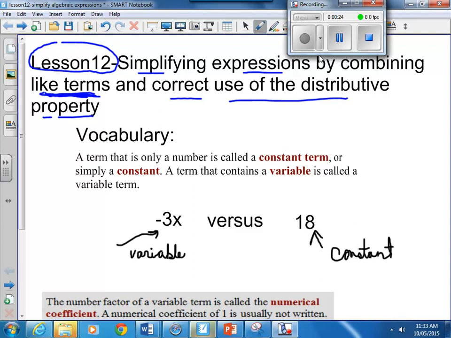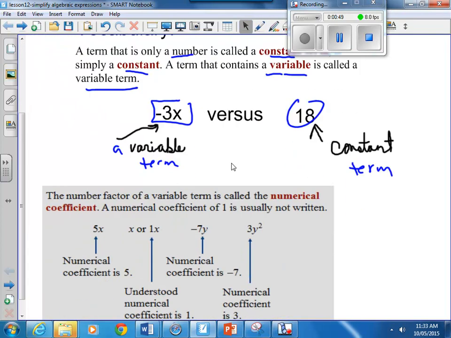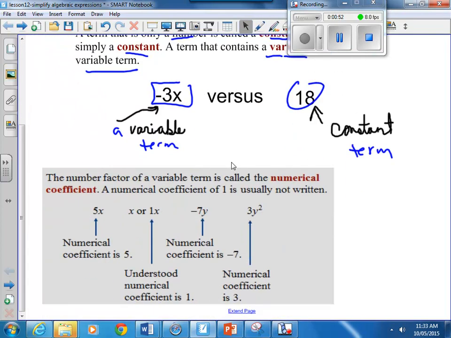So let's begin. Vocabulary. A term that is just a number is called a constant. A term that contains a variable is called a variable term. So here we have a variable term, and here we have a constant term. So negative 3x is a variable term, 18 is a constant. I know that it might seem kind of elementary, but vocabulary is going to be really important, as we see in a moment.